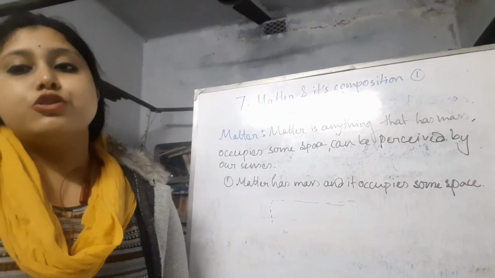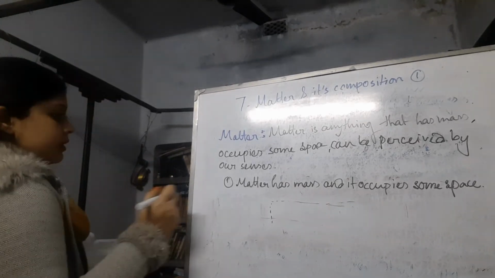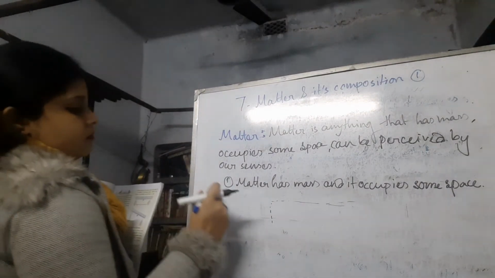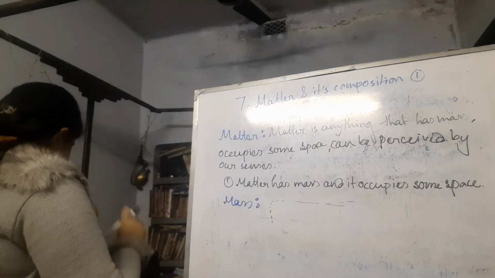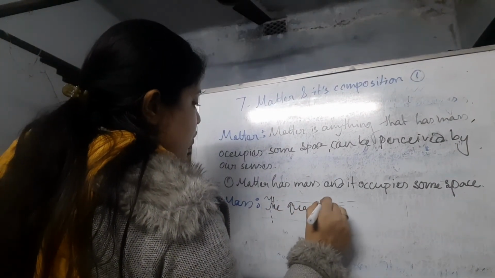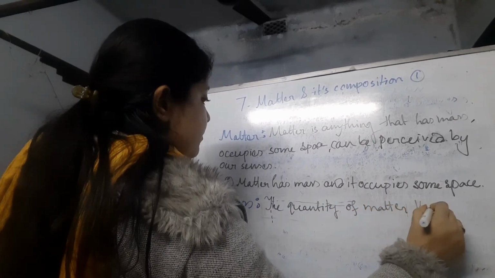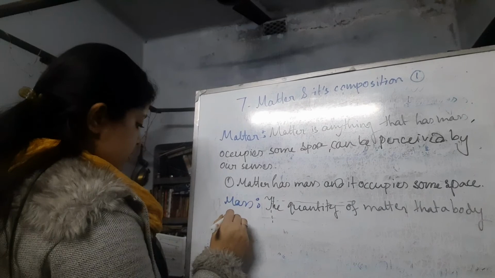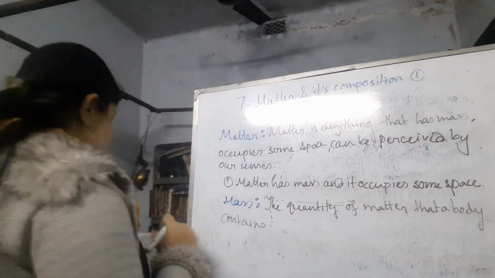Now we are going to learn the definition of mass. Mass means the quantity of matter that a body contains. It is known as mass.